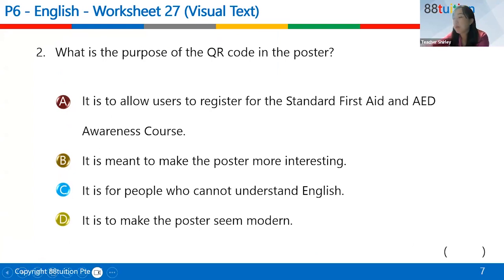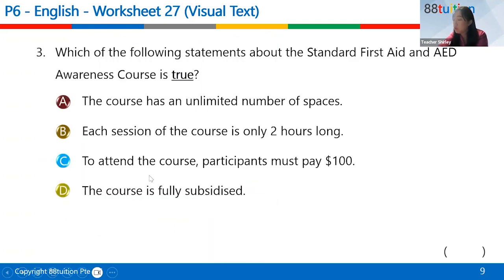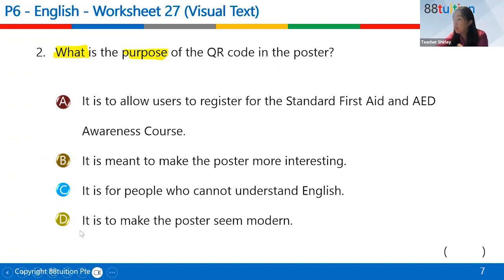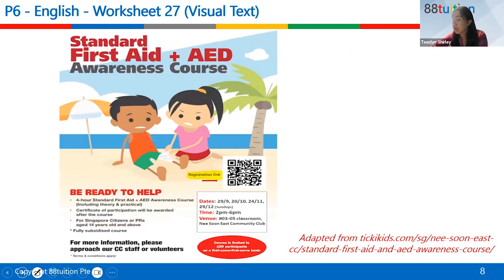Now, next question, what is the purpose? See, it's a W question. What is the purpose of the QR code in the poster? So if you go back to the poster again, it's another literal question, because if you go back to the poster, this is the registration link. So why do you think they provide a QR code there? It is to allow them to register. So the answer for this is A. The first one, the answer is D. Then after that, A. Okay, now next one.